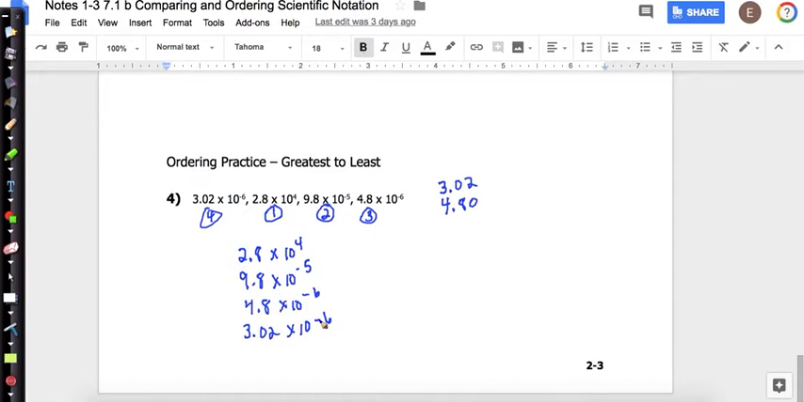So remember, whenever you're comparing or ordering, look at the exponent first. If they have different exponents, you can just compare them and order them that way. If they have the same exponent, then you have to stack them up like we did over here.